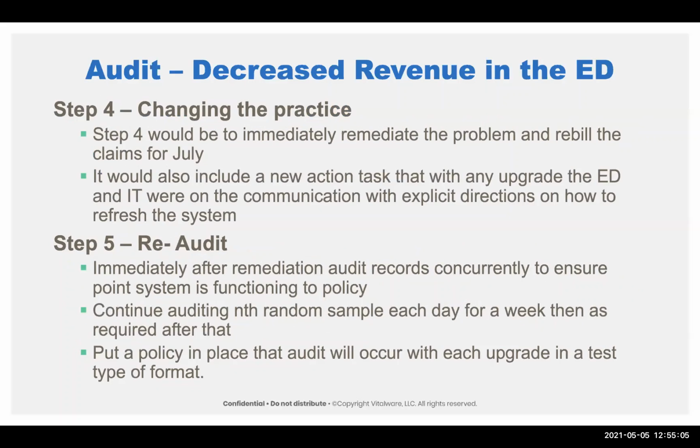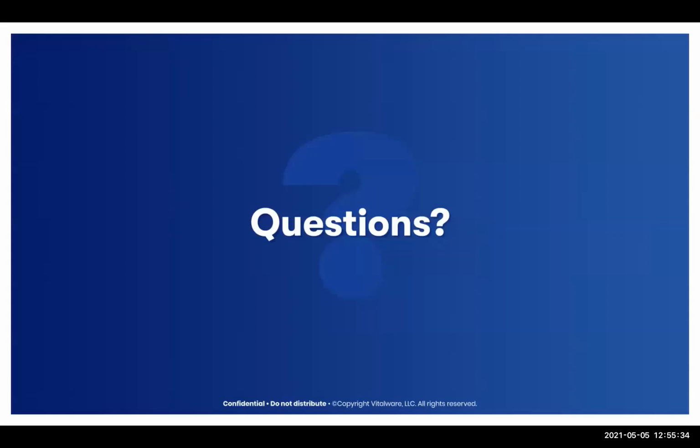So what would we do? We changed the practice. We rebuilt the claims back to July, included a new action task in the project plan. Whenever there's an ED upgrade, there must be testing. So they have to do it in the test system and then refresh the system. They have to re-audit immediately after to ensure the point system is functioning and continue to audit the nth random sample each day for a week as you're required to make sure that it is actually working.